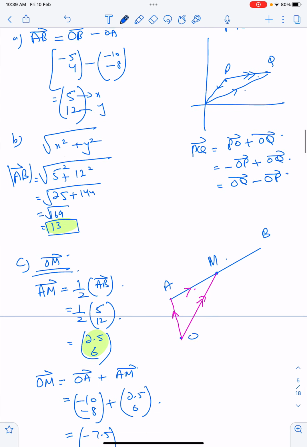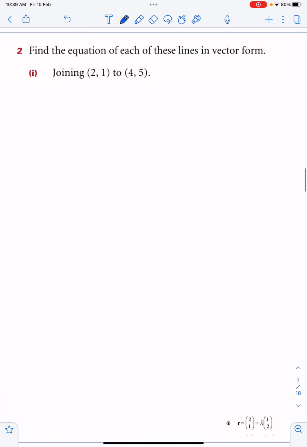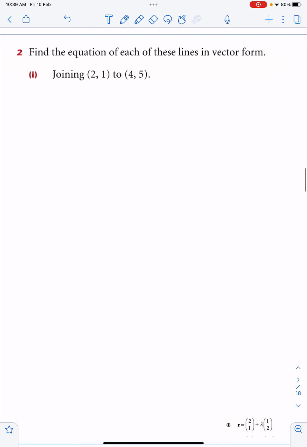Moving on to the next question, which is this. We know how to find the equation of the line in Cartesian form, but to write it in vector form, there's a method we have to follow. It says r equals a plus lambda. In place of lambda, you can use any other letter, like mu, t or p. This is an unknown.